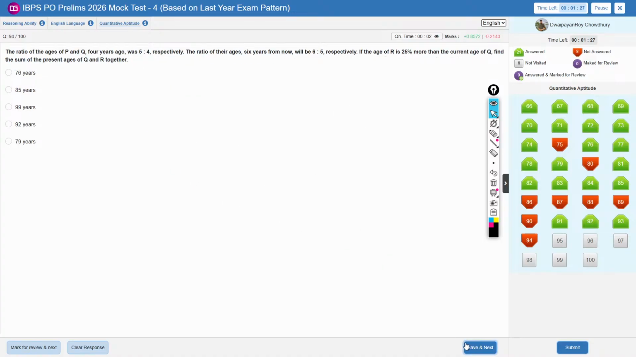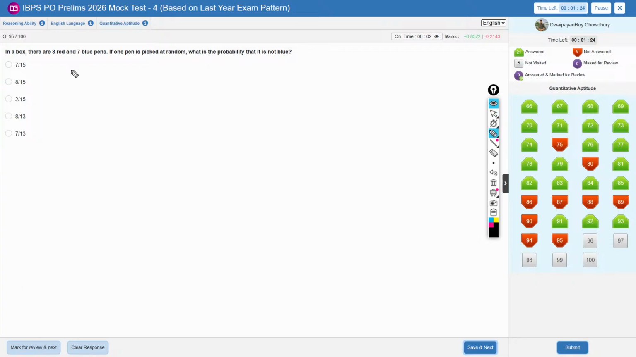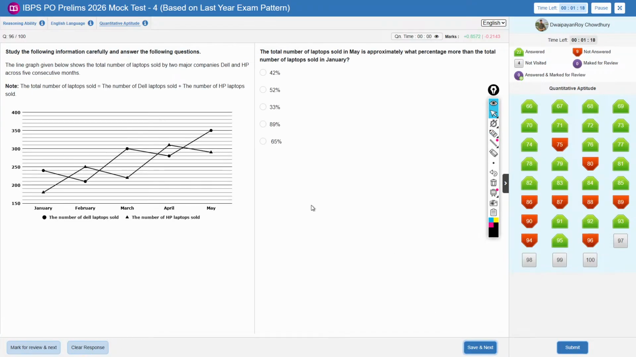Ratio of PQ, skip. 8 red, 7 blue, 1 picked. It's not blue, it's red. So 8 by 15. Okay. It was so much easier.